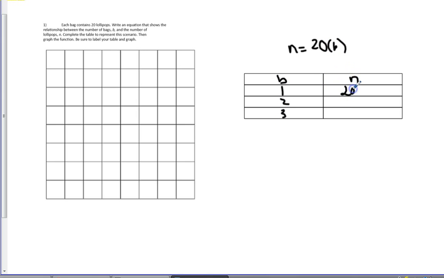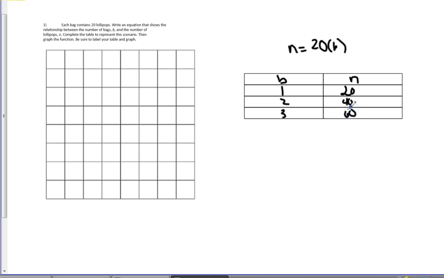So, and again, it goes back to our scenario. Each bag contains 20 lollipops. So one bag has to contain 20. I can see that right there. You could always fill this in first, then see how to come up with the equation if you needed to. 2 bags is 40. And 3 bags is 60.